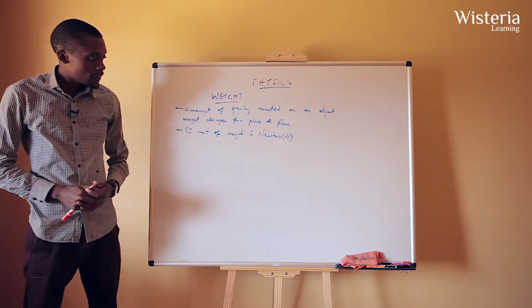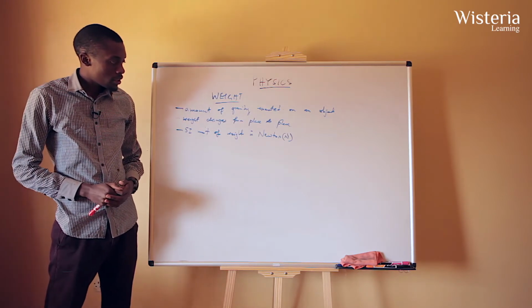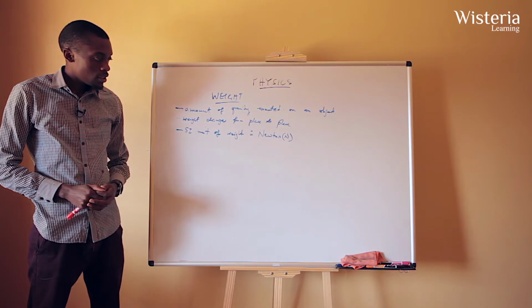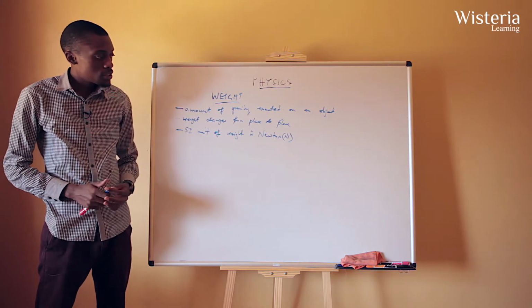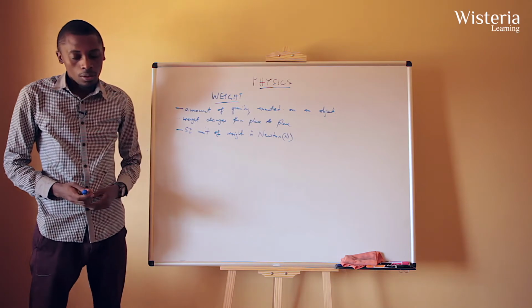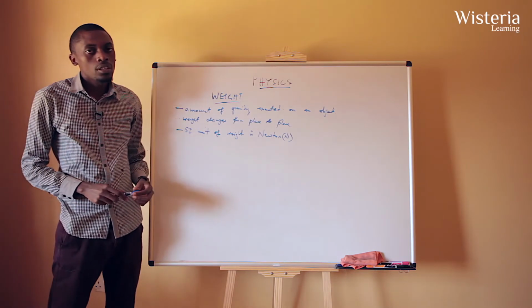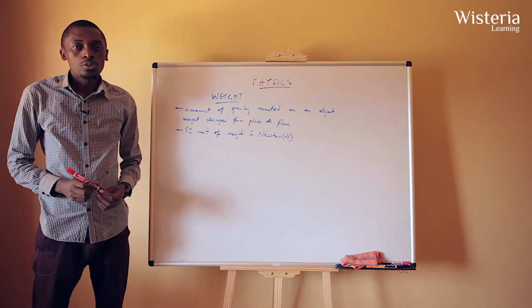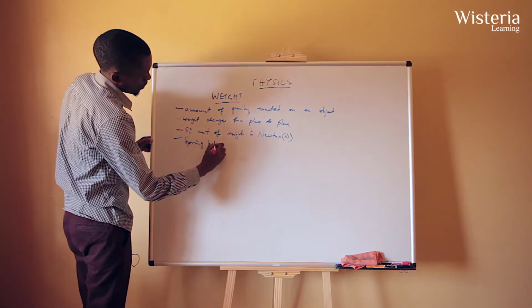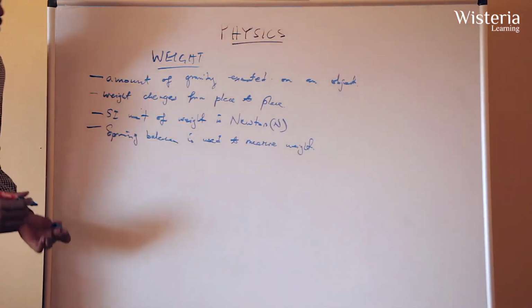The third point is we measure the weight of an object in SI units known as newtons. So we can measure the weight of an object in newtons. Now we have an instrument called a spring balance. A spring balance is simply used to measure weight. Alright, so there we go.